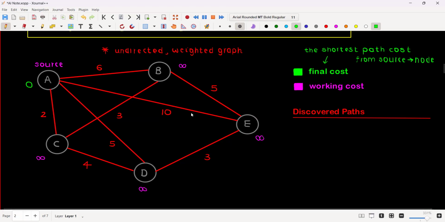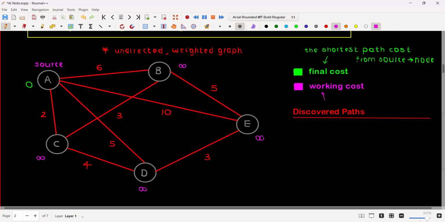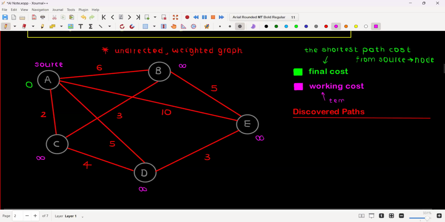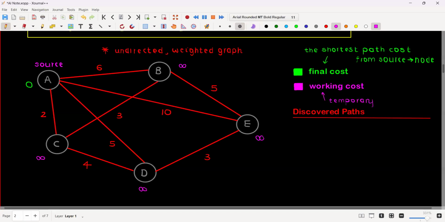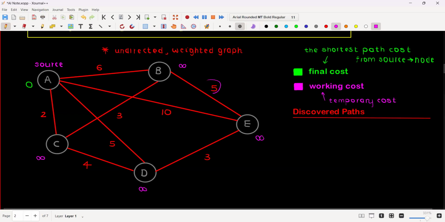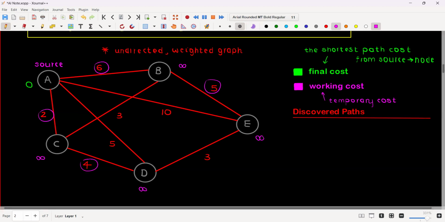Right? And the working cost is sort of the path cost that we've currently found to be the shortest, but maybe shorter later on. So it's basically just the shortest path cost that we found right now. So you can imagine that this is like a temporary shortest cost. Actually, you can't call it shortest then, can you? You can just call it temporary cost to reach a node. And cost is a term that we refer to as the total of all the weights or total of all these numbers to go from a particular node to another.